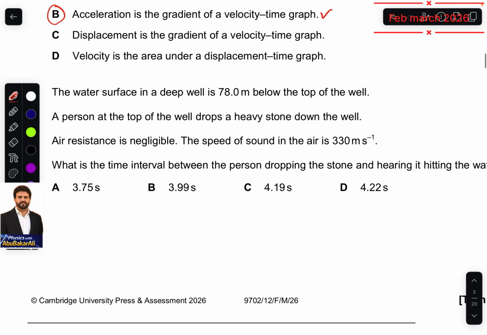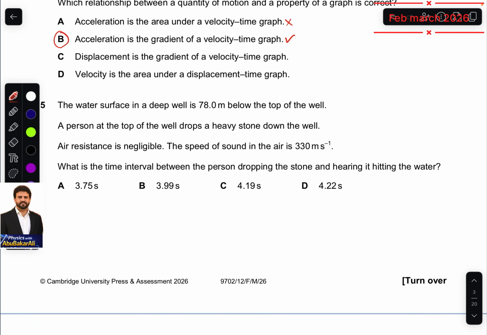Question 5. The water surface in a deep well is 78 meters below the top of the well.